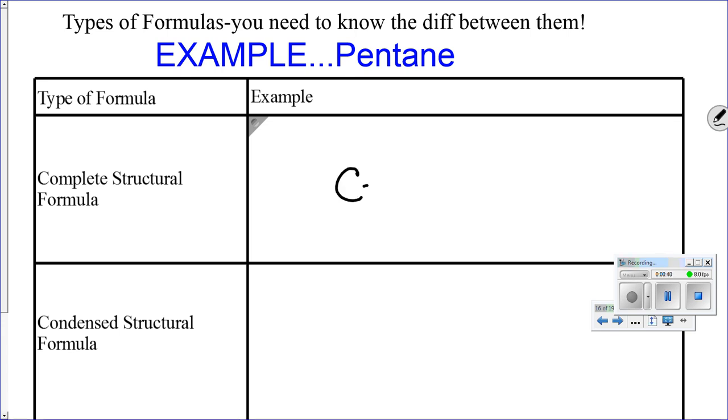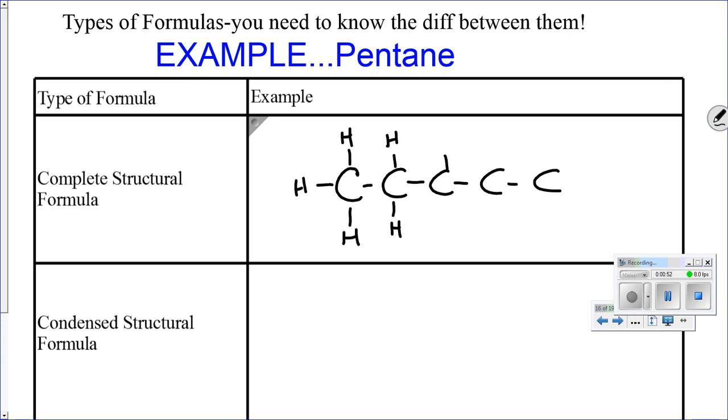A complete structural formula for pentane involves 5 carbons in a row. And then each of these carbons gets the rest of their bonding spots filled up with hydrogens. So a complete structural formula for pentane looks like this.